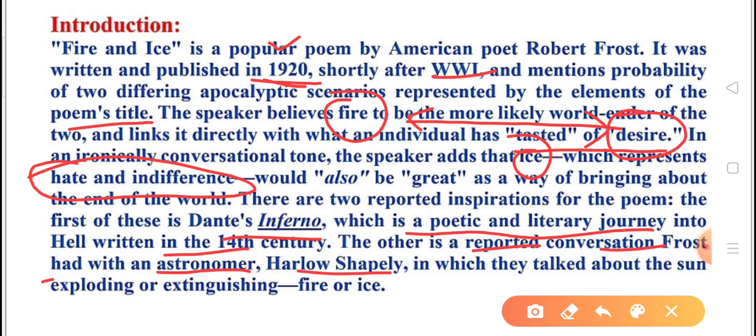So these two incidents inspired Robert Frost to compose this poem. And in their conversation, they talked about the sun exploding or extinguishing, fire or ice, both ways the world will end.